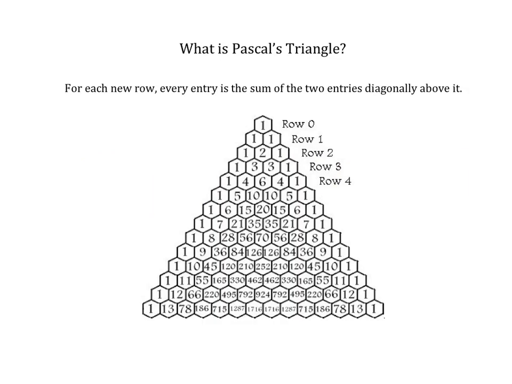So first we're going to talk about what Pascal's Triangle is. Pascal's Triangle is literally a triangle of numbers, and for each new row, every entry of your new row is going to be the sum of the two entries that are diagonally above it. And that's going to be every row except for row 0. So we always start with this 1 at the top, and we call that row 0.